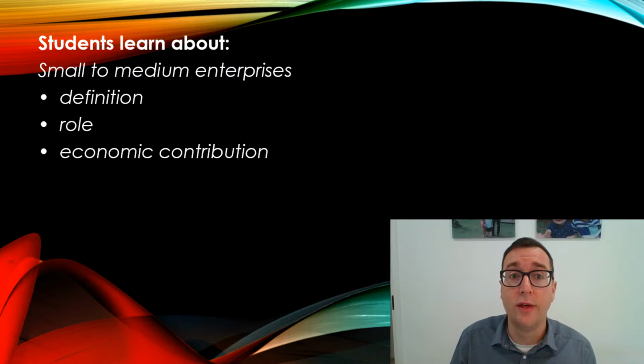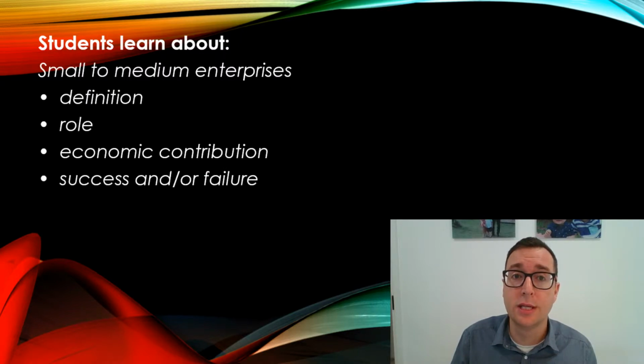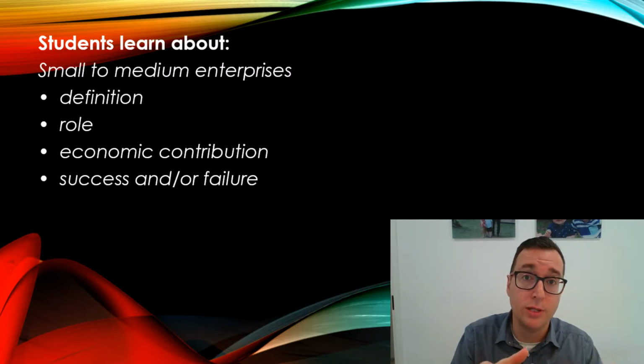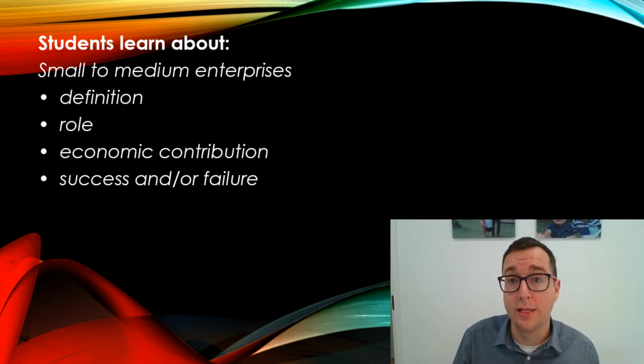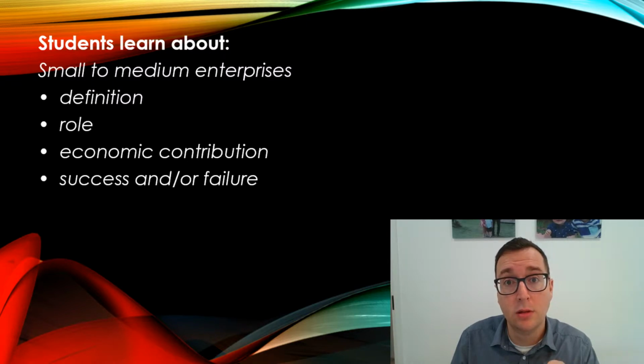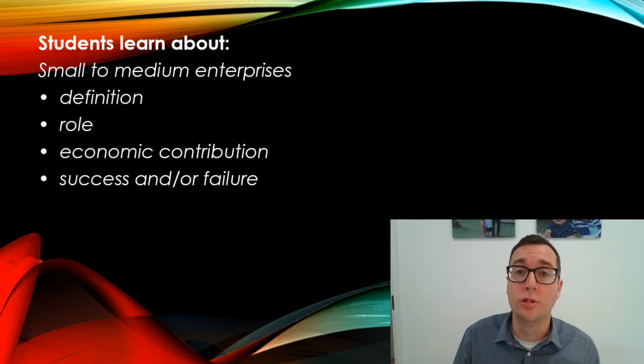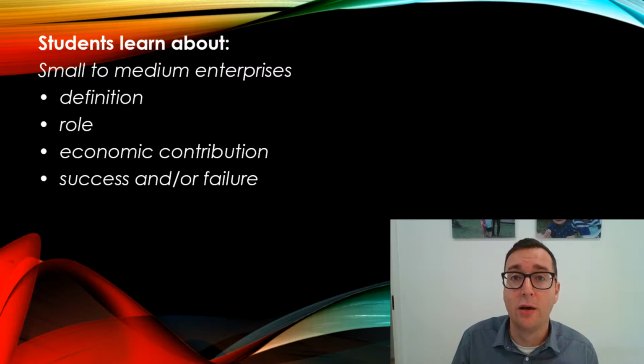And the final thing we look at is the success and or failure of our small to medium enterprises. So there are many things that can help a business increase their chance of success, but most SMEs fail within the first 5 years, anywhere up to 75%. So we look at those factors, those things that contribute to success and or failure of a small to medium enterprise.